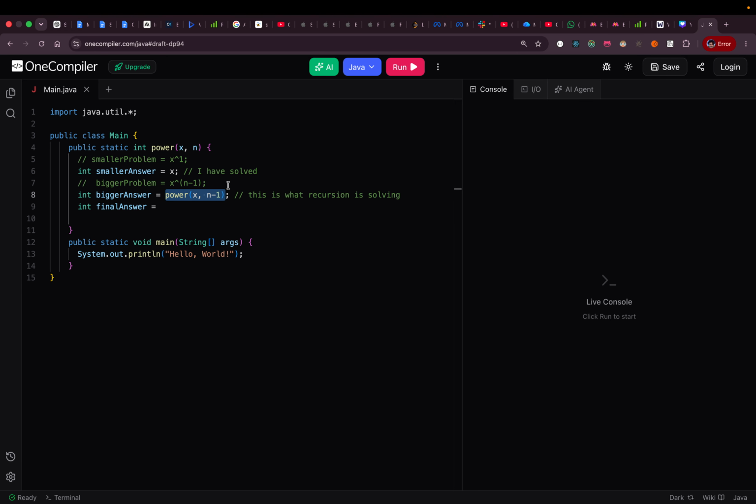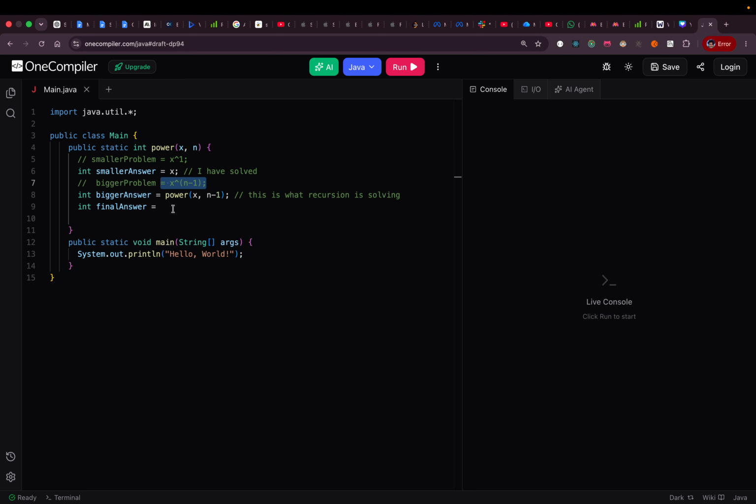This function call will magically give you x power n minus 1, and then you can store it in bigger answer. How does recursion give it? Don't worry. Have blind faith in recursion and believe that recursion will return you x power n minus 1. You have solved for x power 1. Recursion is solving for x power n minus 1.